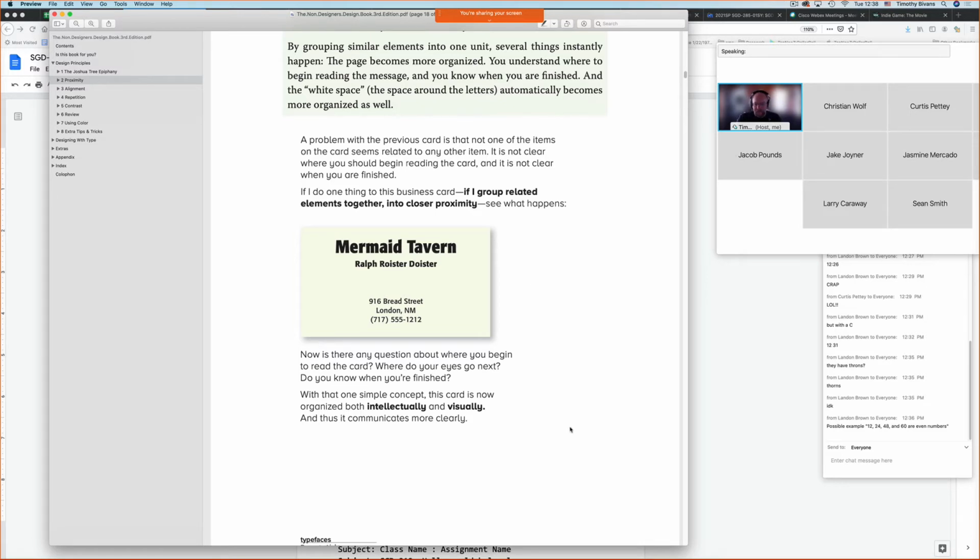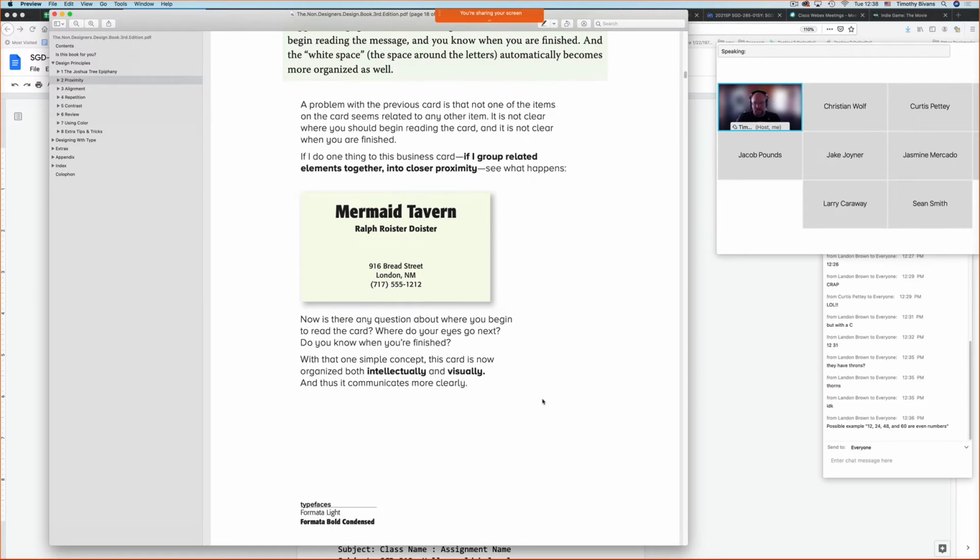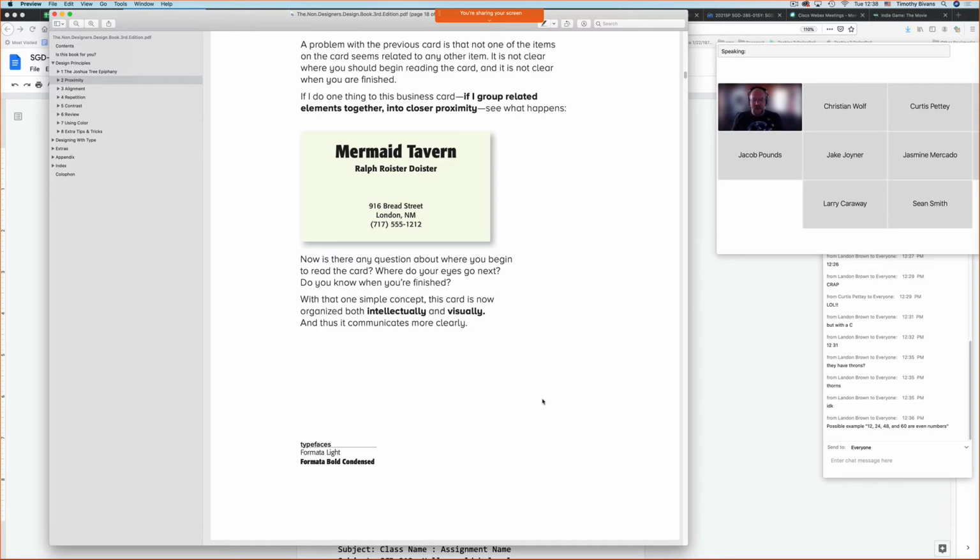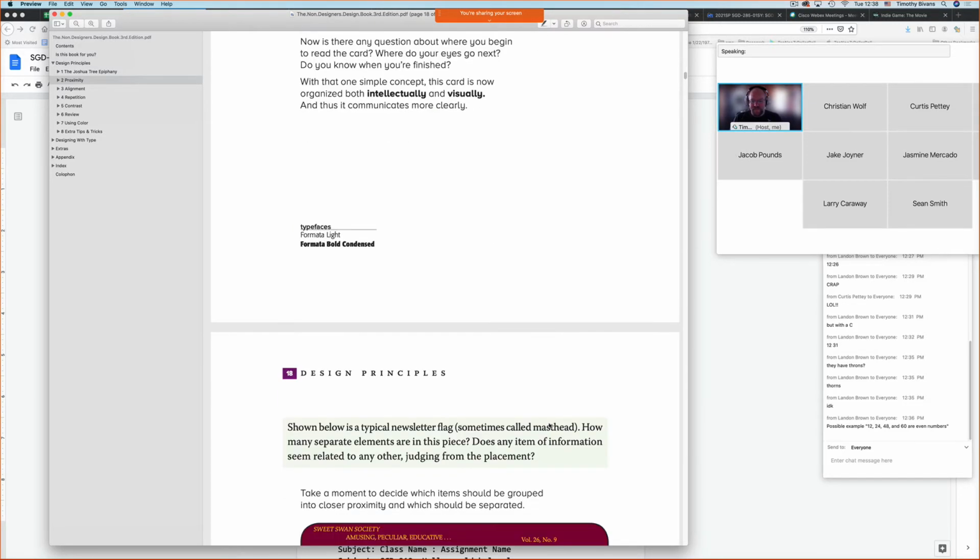All right. So now there's no question as to where you begin, right? You begin at the top, you read to the bottom. The address and phone number are grouped together as they should be, and the owner's name is directly under the business name, right? With that one simple concept, this card is now organized both intellectually and visually, right? It makes sense.